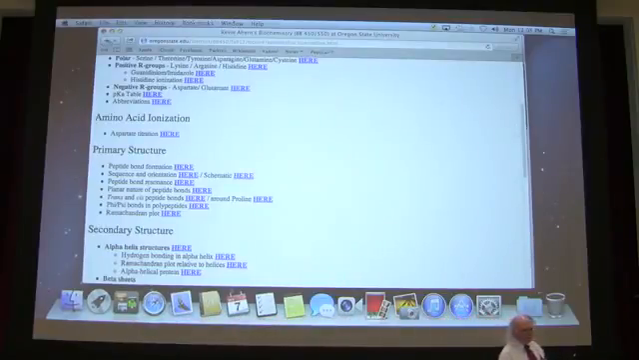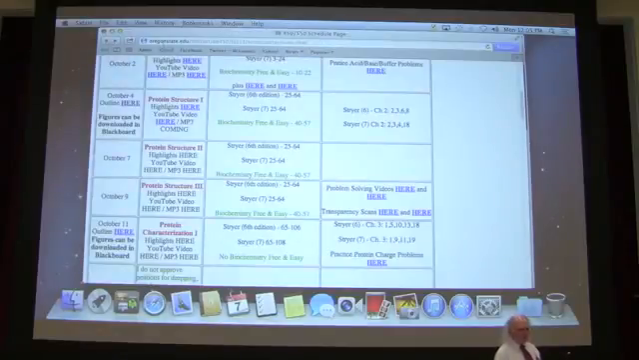People think that the only videos in the class are the ones under this column on the left. In fact, if you look on the right, you'll see problem-solving videos here, and there's more as you go further down. Practice protein charge problems here. If you watch those videos and work through those problems, you will have some good practice.